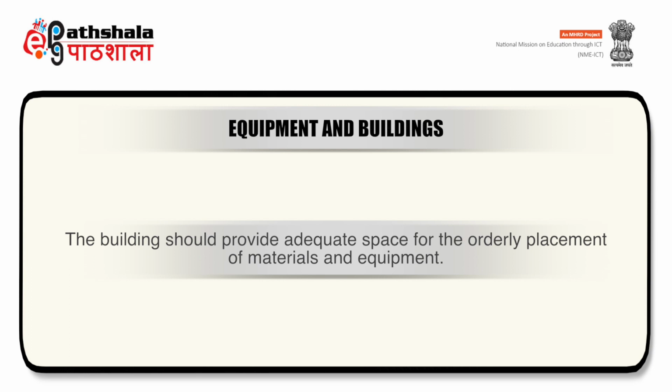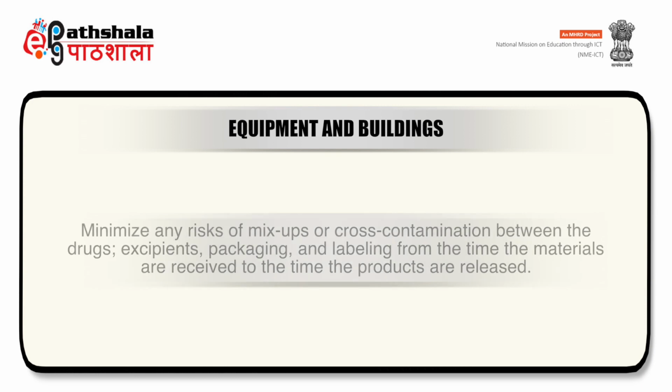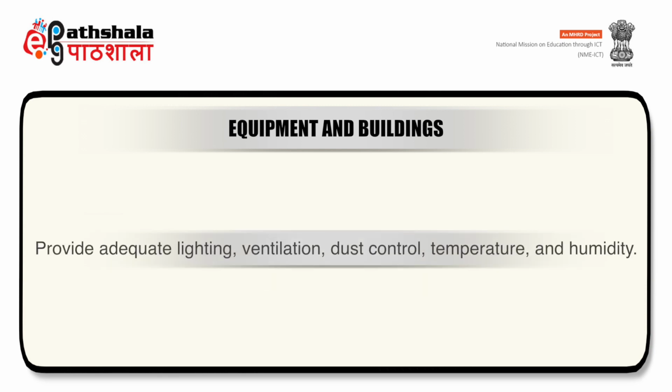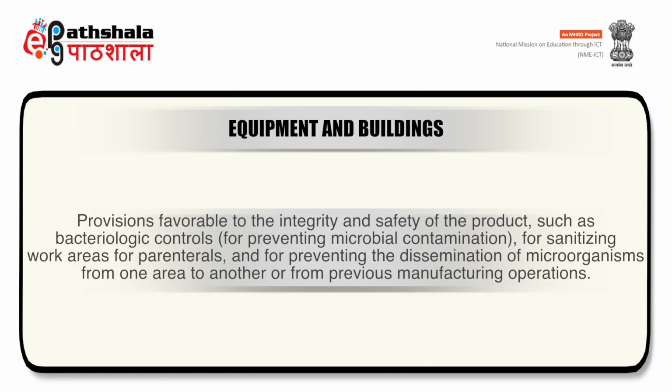The building should provide adequate space for the orderly placement of materials and equipment, should minimize any risk of mix-ups or cross-contamination between the drugs, excipients, packaging, and labeling, and should provide adequate lighting, ventilation, dust control, temperature, and humidity. It should make provisions favorable to product integrity and safety, such as bacteriological controls for sanitizing work areas for parenterals and for prevention of the dissemination of microorganisms.